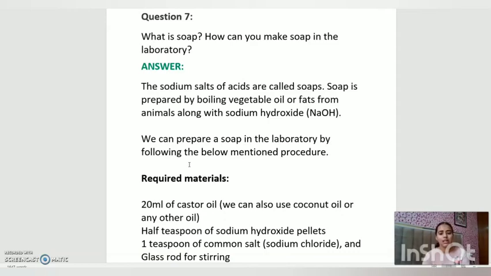So there are materials given below, students. How can we prepare soap? First of all, we will define what is soap. Soap is a sodium salt of acids, which is known as salt. Soap is prepared by boiling vegetable oil or fats from animals along with sodium hydroxide, right?